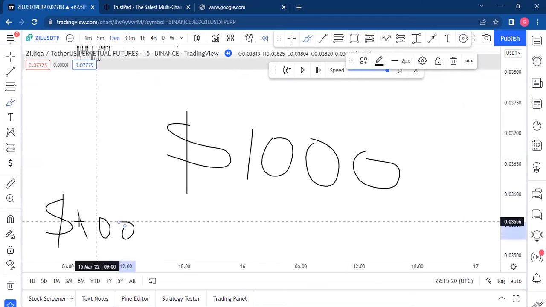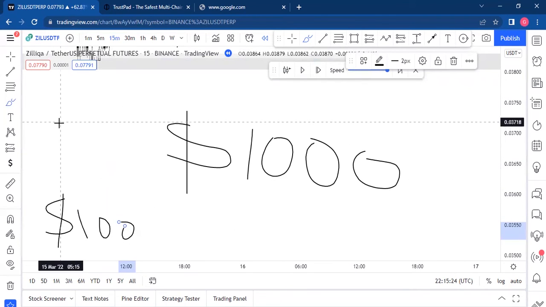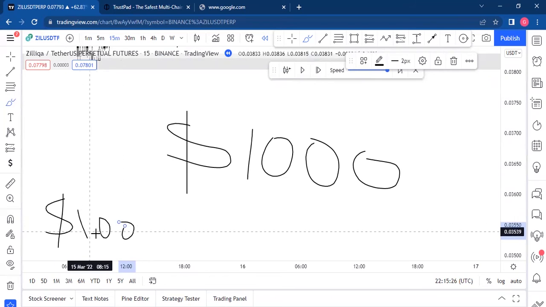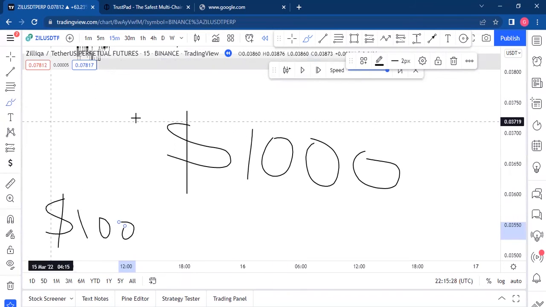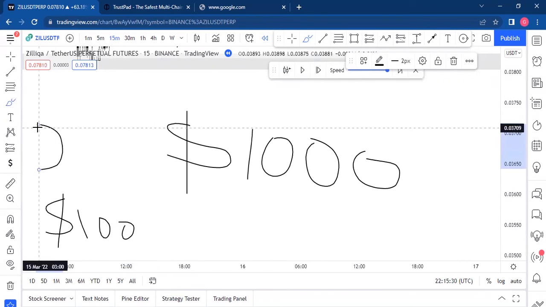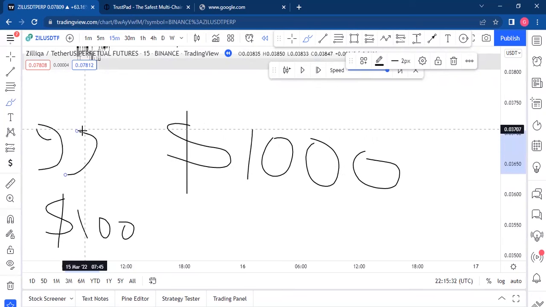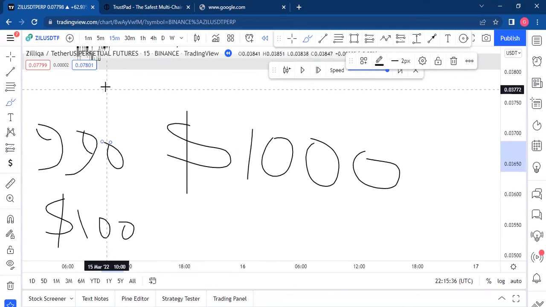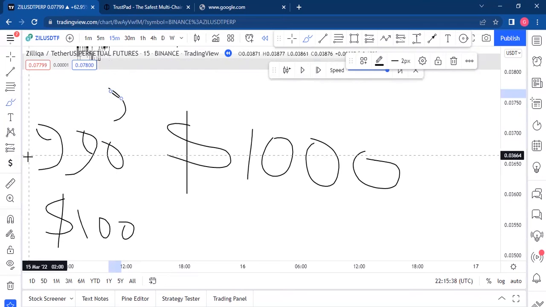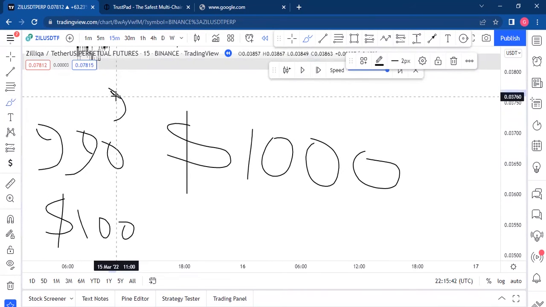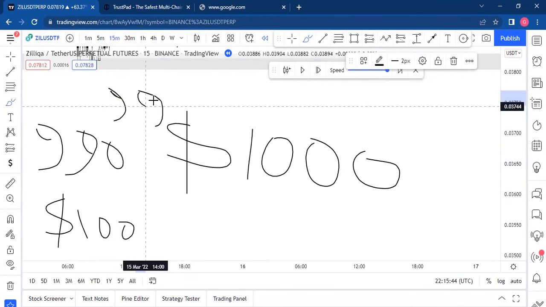$100 per trade, right? You're going to trade $100 per trade. Let's assume you lose the first trade, you lose $10, which is $90. You have $990 left, right? You go to your next trade, which is 10%, and that's $99, because your next trade will be 10% of this current balance here, 99. So the next trade will be $99. That'll be your next trade.